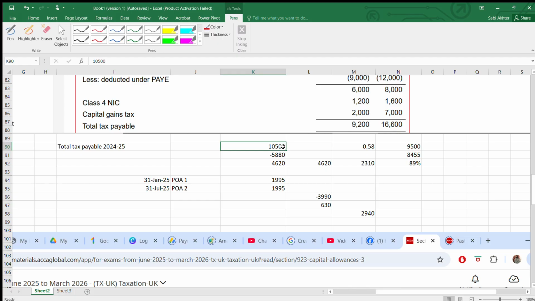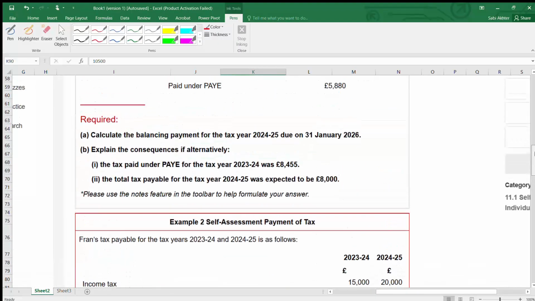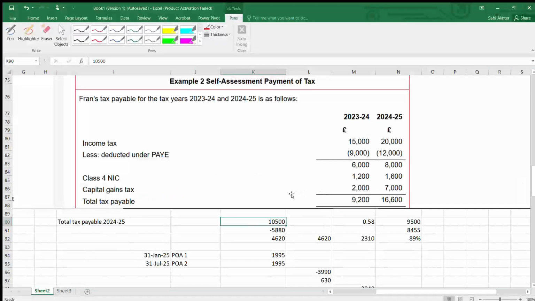Okay. So I will go here and change it to 8,000. See what happened. If I want to find this in terms of percentage, equal to 580 divided by 8,000, it is 73.5. It is less than 80%. So payment on account is required.